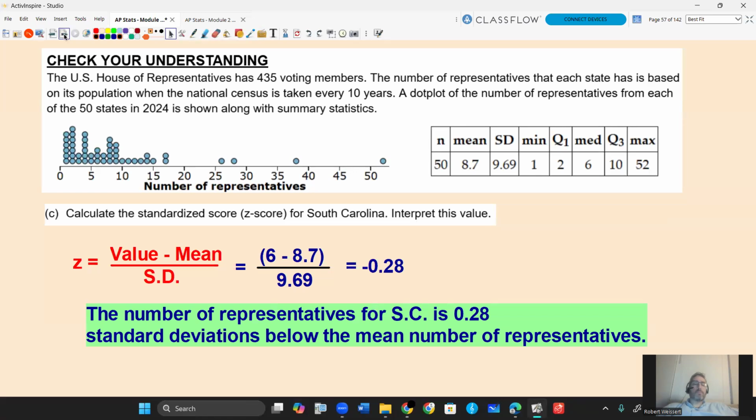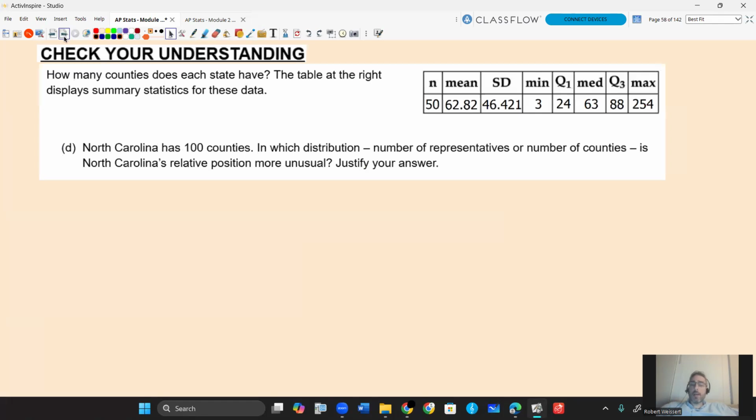And part D. North Carolina has 100 counties. In which distribution, number of representatives or number of counties, is North Carolina's relative position more unusual? Unusual in this case would be maybe a higher or lower z-score, but a z-score that's further away from 0. So I'll just say further away from 0. That would be a more unusual z-score.